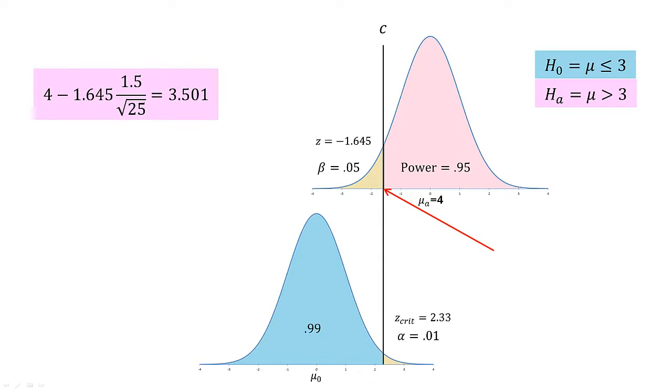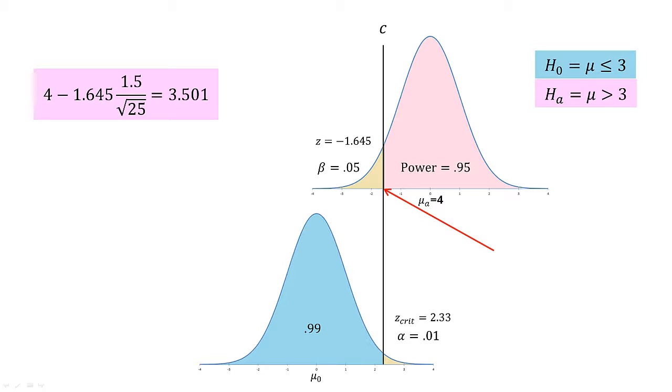So to find the top one, we use the same formula we used in our confidence interval video. To find this value, we're going to take 4, which is our alternative population mean. We're going to add it, but we're actually subtracting 1.645 because we're going to the left. That's the number of standard errors below that mean we are, times the size of our standard error.